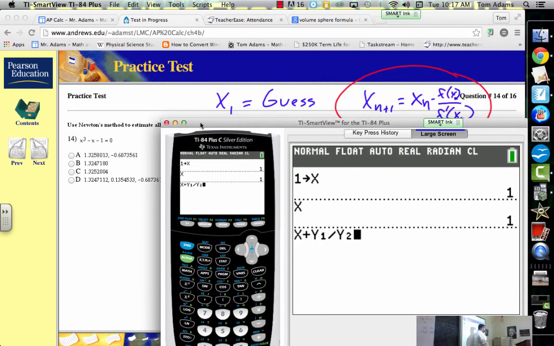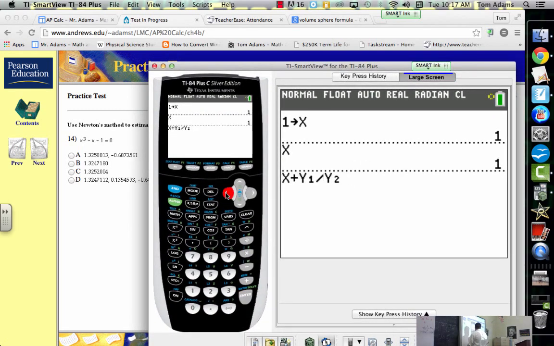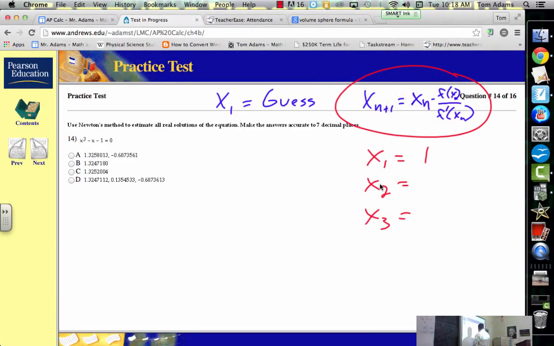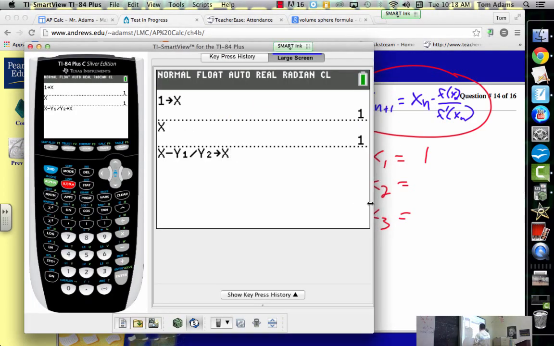So that's the same as this stuff here, minus the function over f prime. y1 is the function, y2 is f prime. And then what do we want to do? Oh, it's got to be minus, not plus, right? So this has to be a minus sign. And then what do I want to do with that when I'm done? Store it to x. So if I hit store x, right now my first number is 1. Then my second number will be x sub 2, whatever that number is, then x sub 3. So I'm going to move this over here and make it a little smaller.